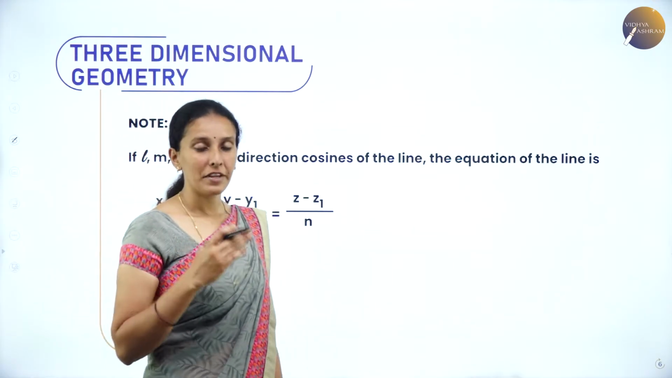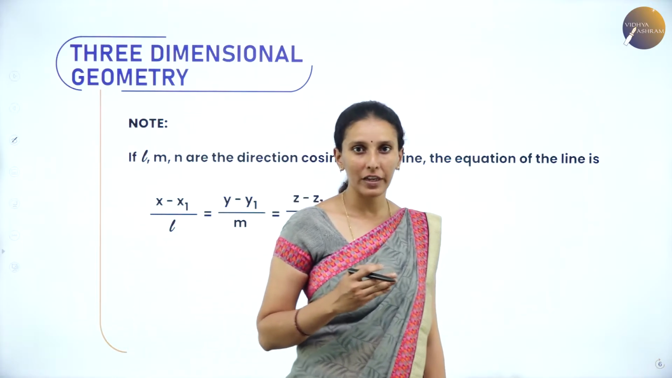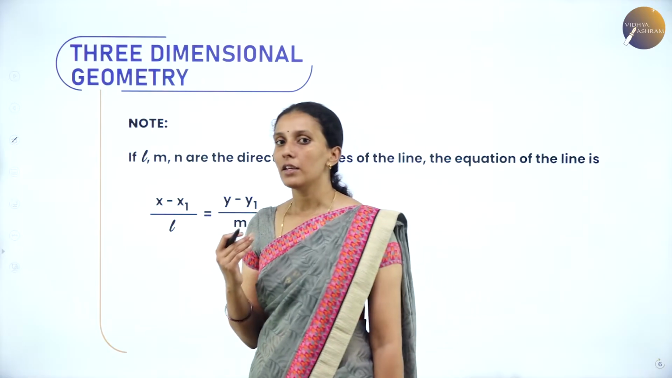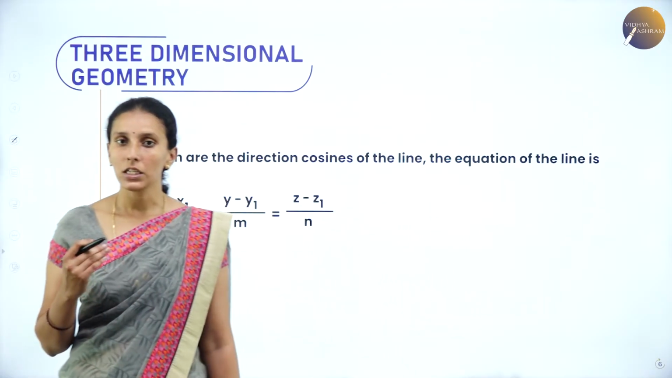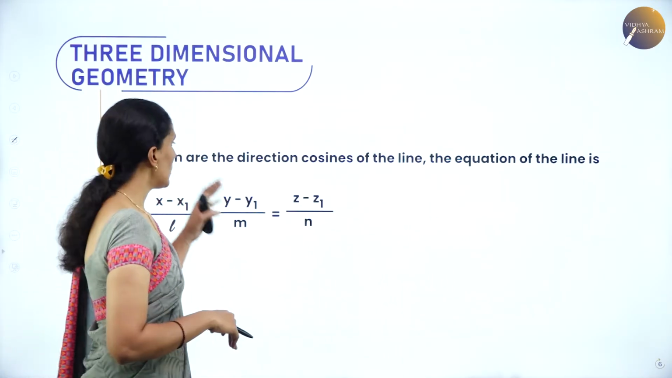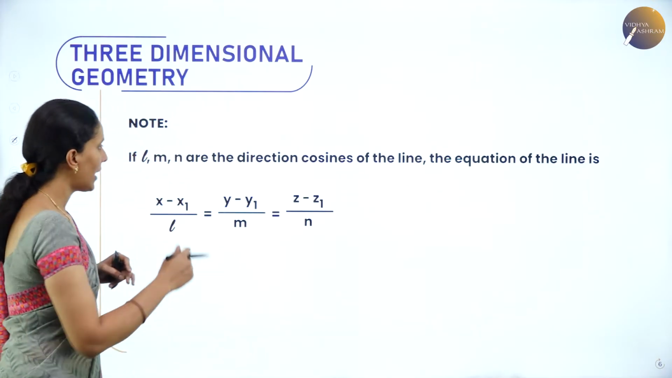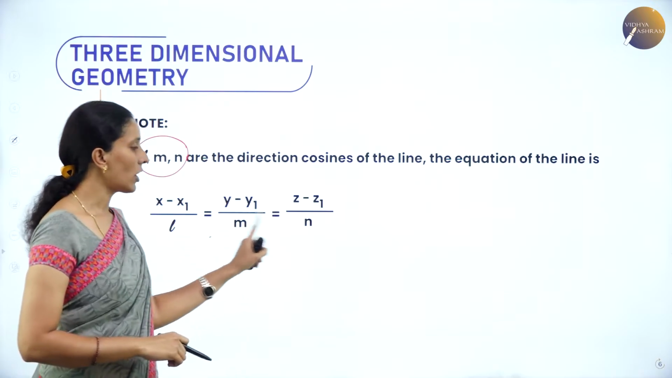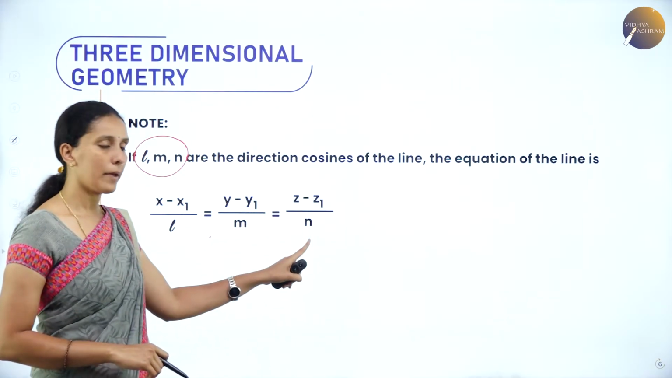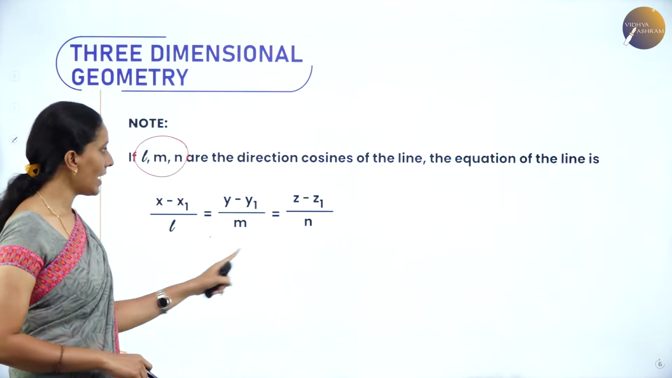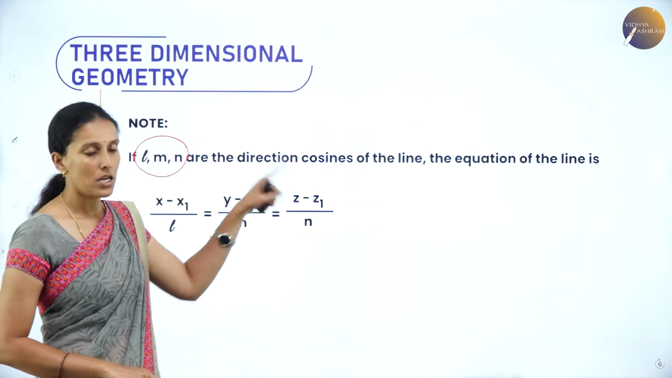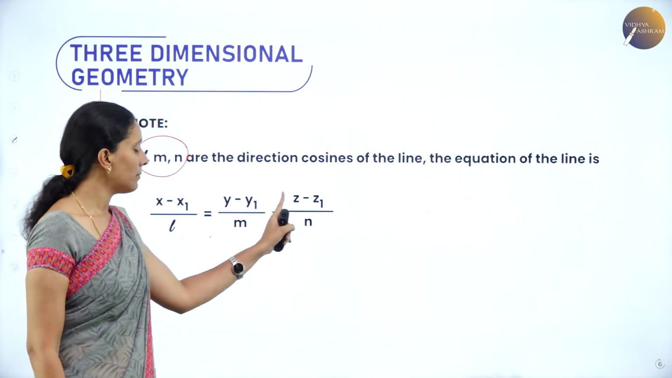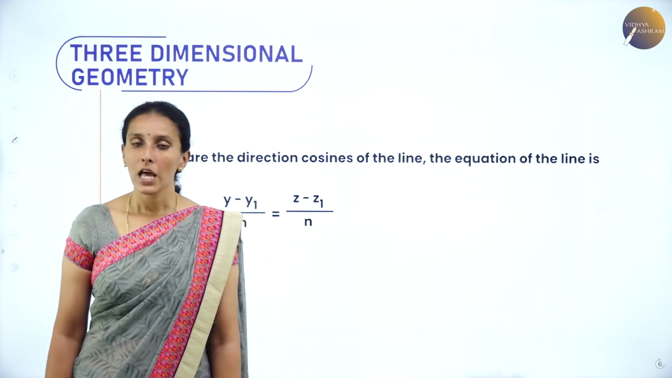Now as I said, if a, b, c are the direction ratios of a given line, then the Cartesian equation is x minus x1 by a is equal to y minus y1 by b is equal to z minus z1 by c. So if suppose l, m, n are the direction cosines of the line, then the direction ratios can also be replaced with l, m, n. So the equation of the line whose direction cosines are given is the same as x minus x1 by l, y minus y1 by m, z minus z1 by n.